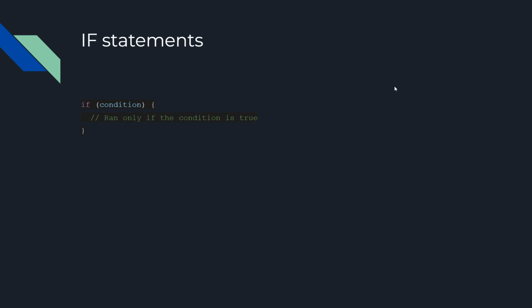This is where if statements come into play. When we have an if statement, the code within these two curly brackets only happens if the condition is met, which means the condition is a Boolean that is true, and then it will execute the code.